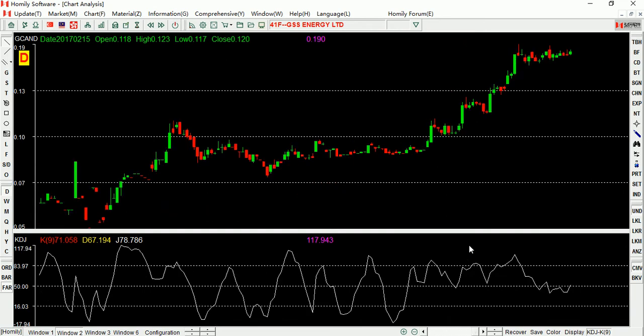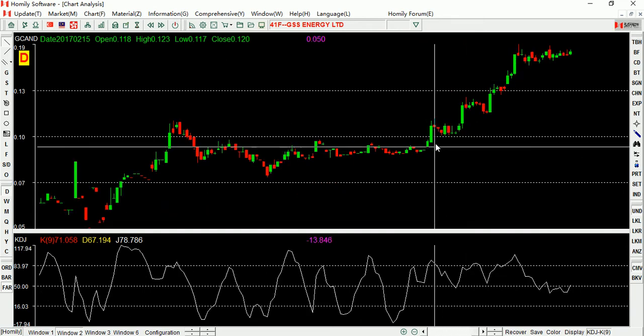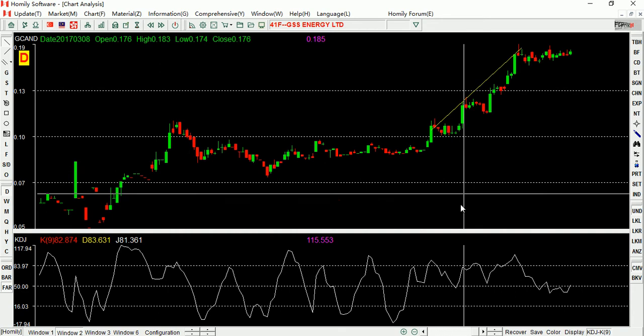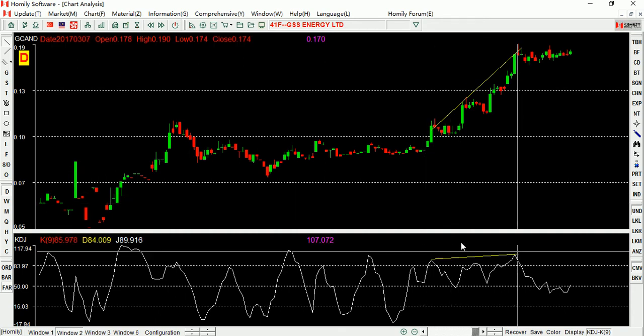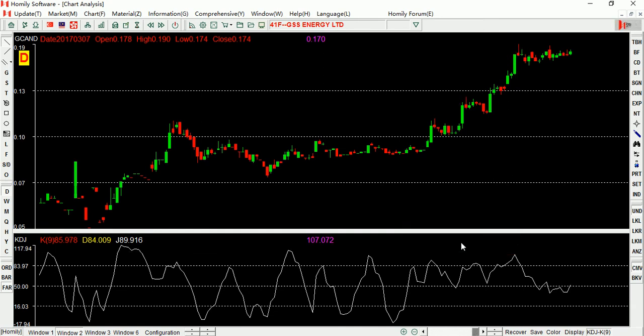So let's see this one. The price is higher and higher, but we can see the candles, the indicator is not higher. What's that meaning? You should sell for short term because this is the top warning signal. Okay, so let's see the next one.